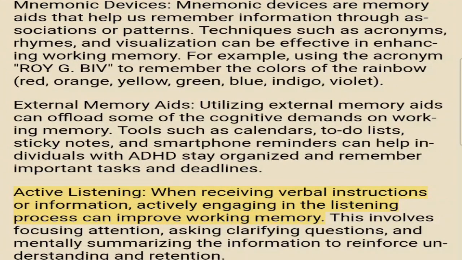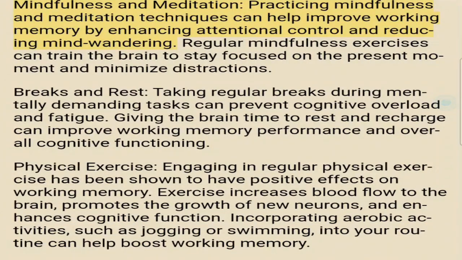Active listening. When receiving verbal instructions or information, actively engaging in the listening process can improve working memory. This involves focusing attention, asking clarifying questions, and mentally summarizing the information to reinforce understanding and retention. Mindfulness and meditation. Practicing mindfulness and meditation techniques can help improve working memory by enhancing attentional control and reducing mind wandering. Regular mindfulness exercises can train the brain to stay focused on the present moment and minimize distractions.